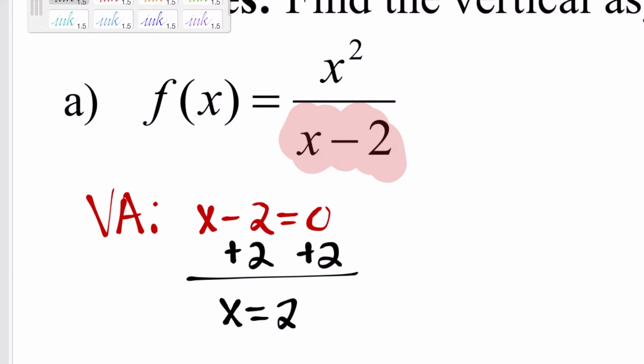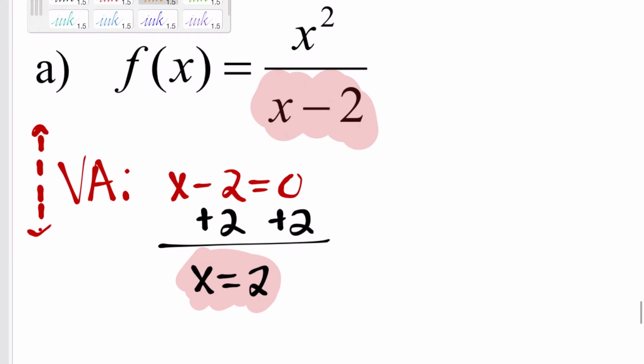So then here we would have a vertical asymptote where x is equal to 2. So we'd move over to the right where x is 2 and create a vertical dotted line, something like that. And then when it comes to our horizontal asymptote, again, we're looking at our exponents.